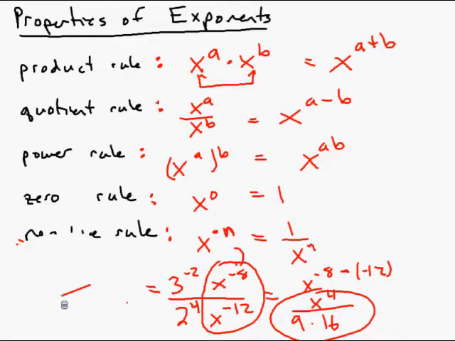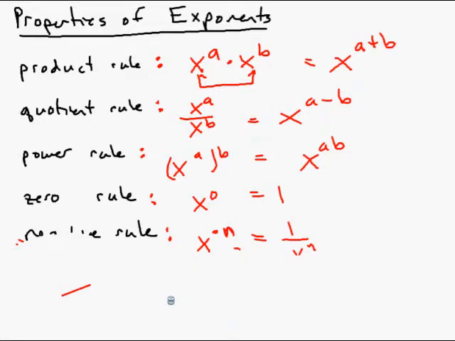Let's do another. Oops, I got rid of part of my negative rule there. For some reason that won't erase. I don't know why that won't erase. Let me try that again. Erase. Why don't you erase? Go away. Okay, there, that's gone.